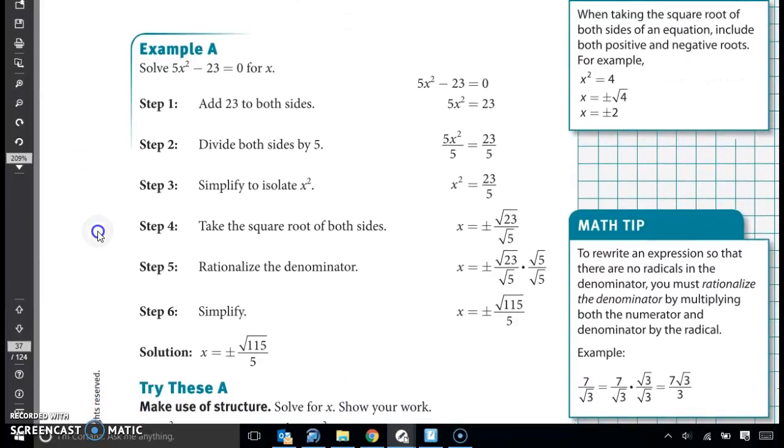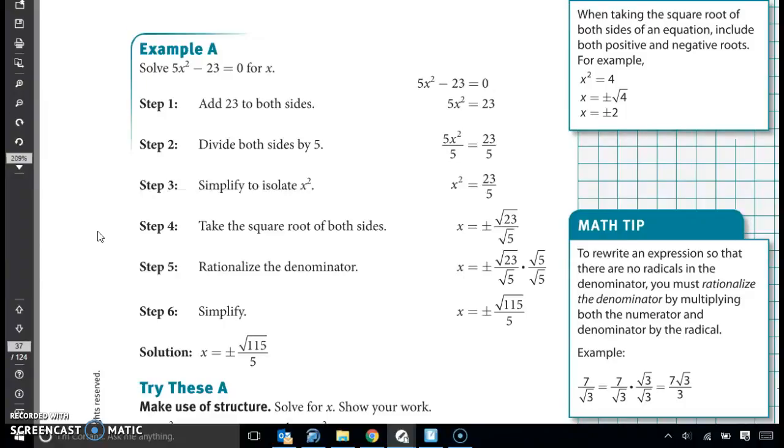So they have it broken down into 6 steps. The first thing we're going to do is move this negative 23 to the right of the equal sign. So to do that we add. That's where they're getting the 5x squared equals 23. Step 2, we're going to separate the coefficient, the number in front of our x squared. So this is 5 times x squared. To undo that, we're going to divide both sides by 5. So we have x squared equals 23 divided by 5.